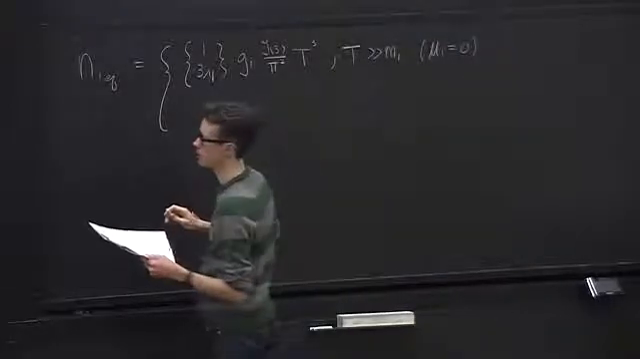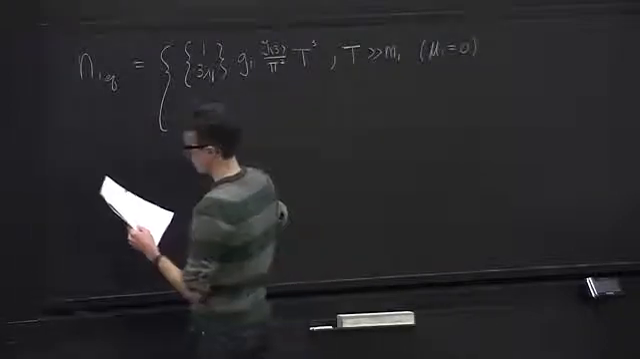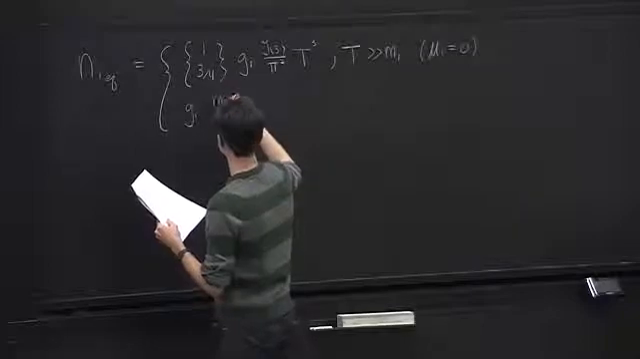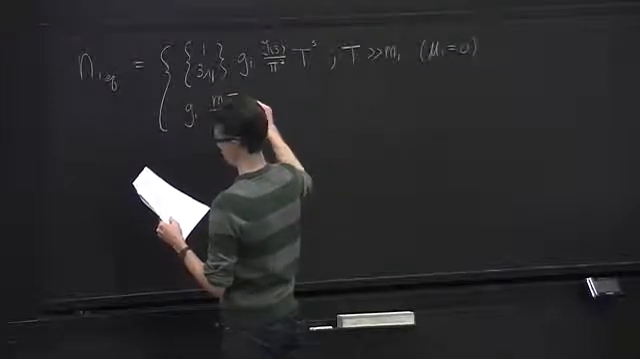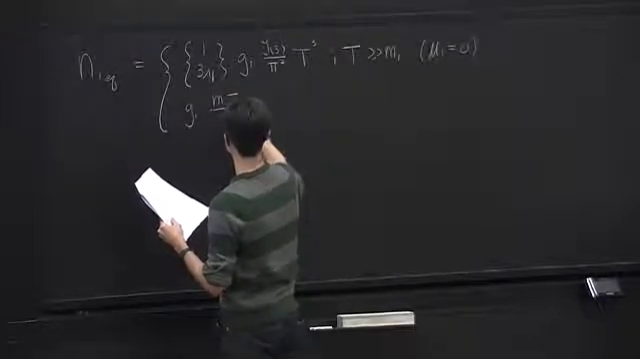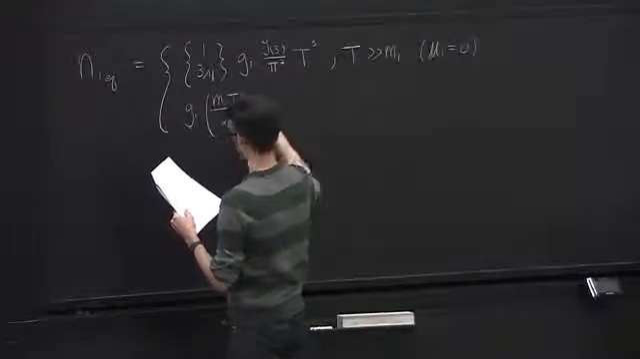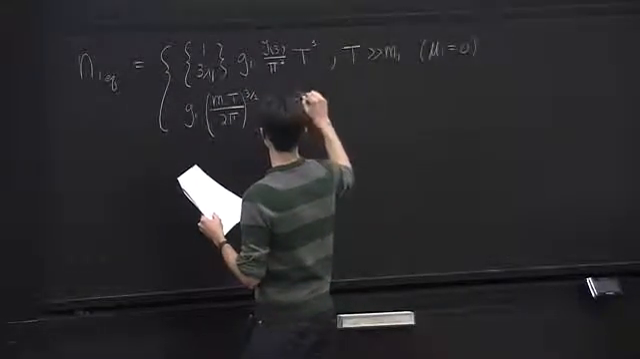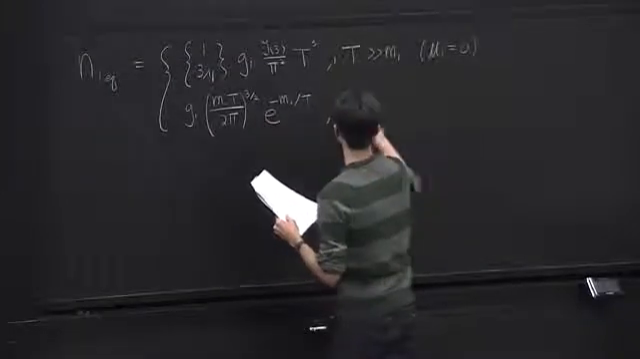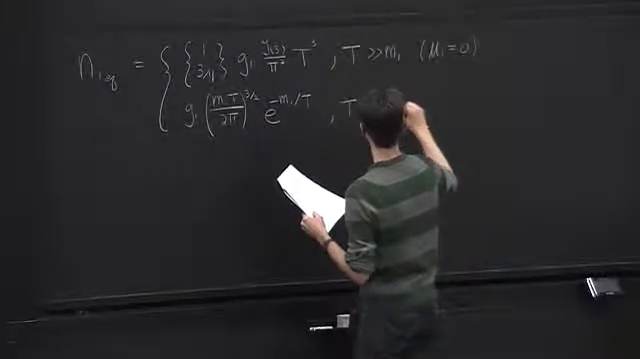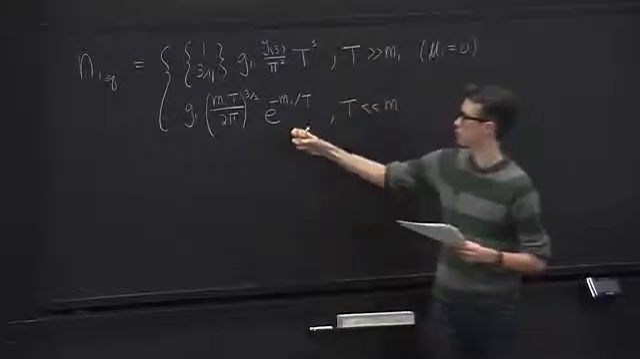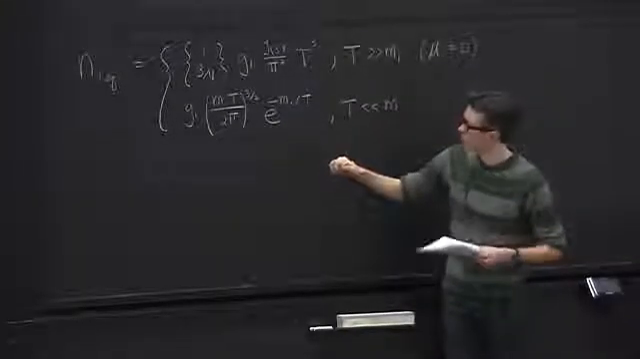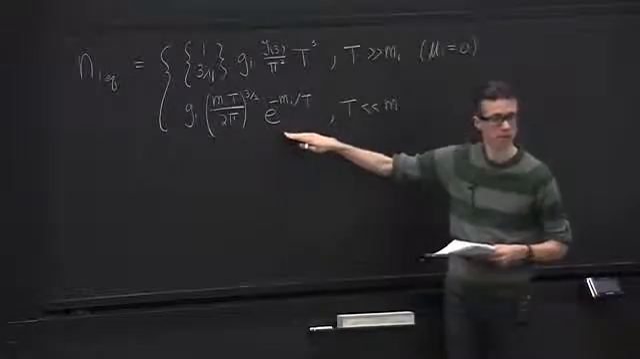On the other hand, when the temperature is much less than the mass, I get a fairly different form. I get g_i over m_i times (t over 2 pi) to the 3/2 times e to the minus m_i over t. And this form should look familiar to you, because this is just a Boltzmann suppression.